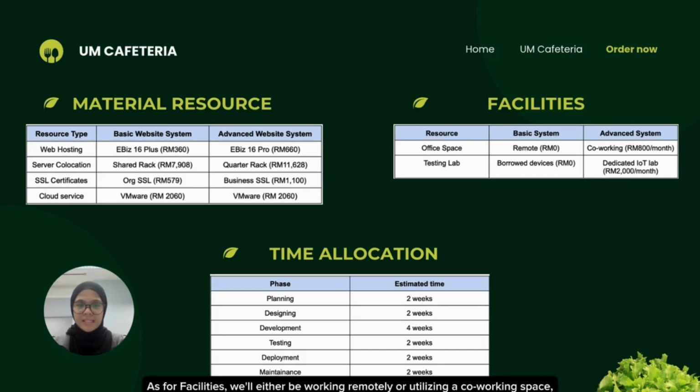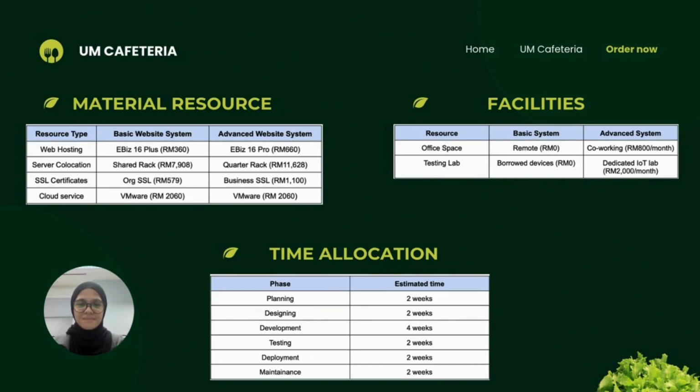As for facilities, we will either be working remotely or utilizing a co-working space, with testing conducted on borrowed devices or in a dedicated IoT lab depending on the system's complexity. Our project timeline is set at 14 weeks, which has 6 phases: planning, designing, development, testing, deployment, and maintenance.